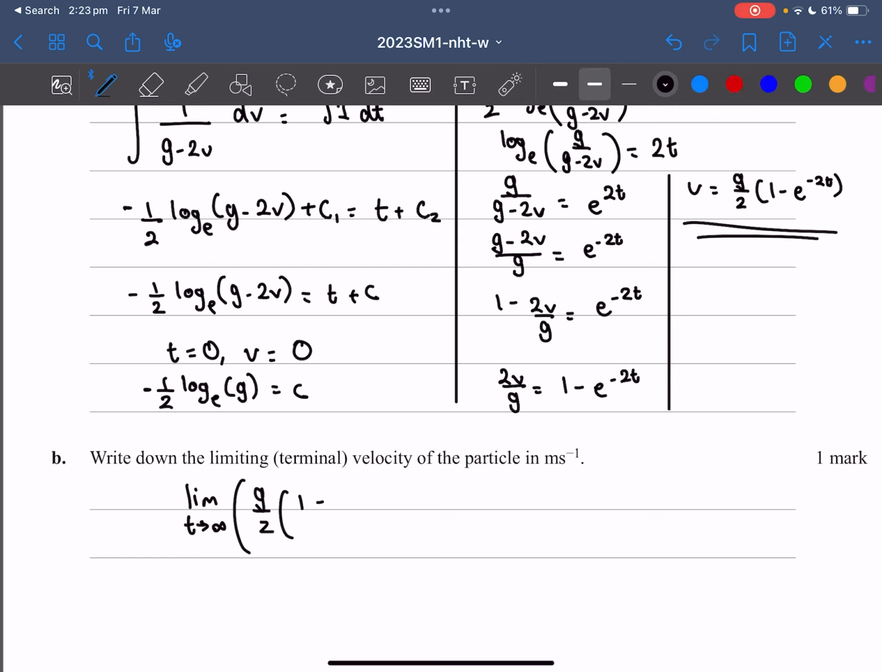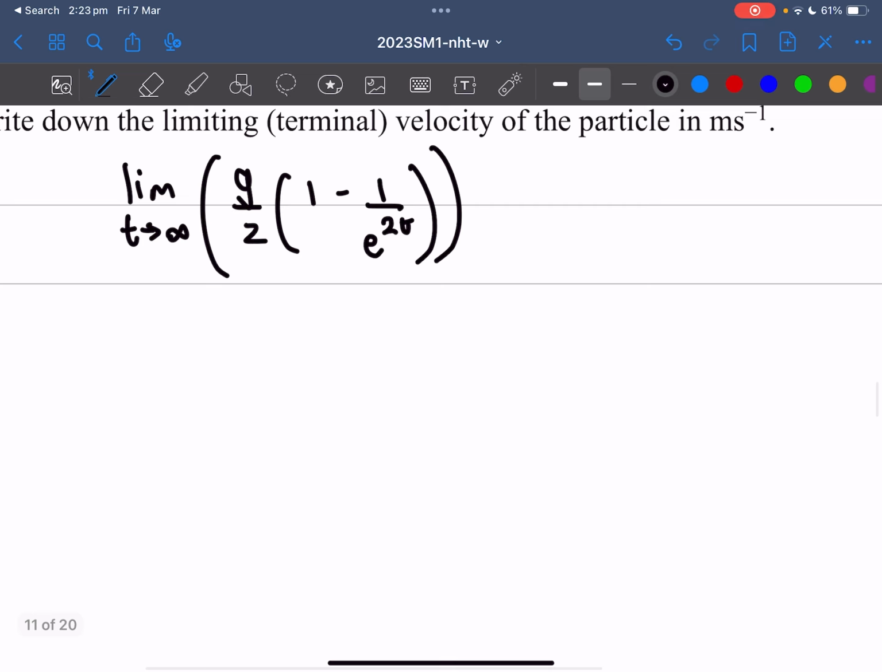Actually, let me do that, okay? All right, now, let's just say that if t goes all the way to infinity, what happens to this part over here? So if t goes to infinity, this denominator would become larger and larger and larger. So eventually, as t goes to infinity, this term will approach 0. So that will basically leave us with g over 2 times 1 minus 0. So essentially, it's just g on 2.